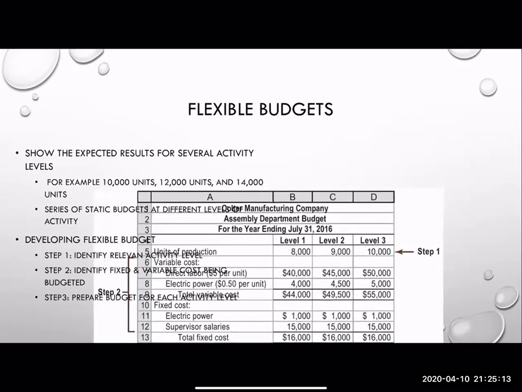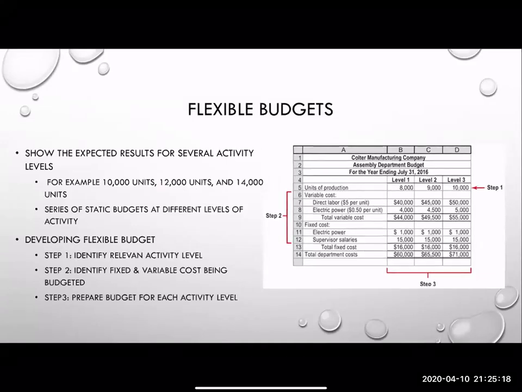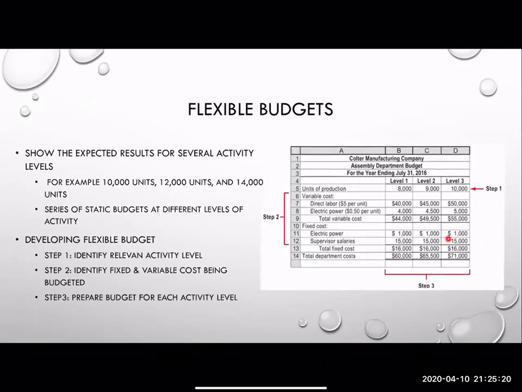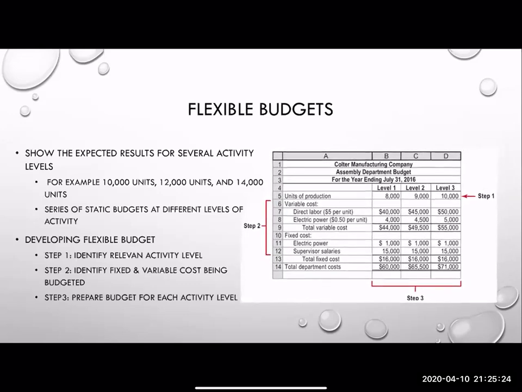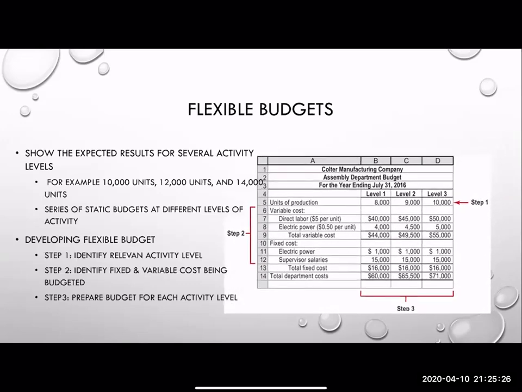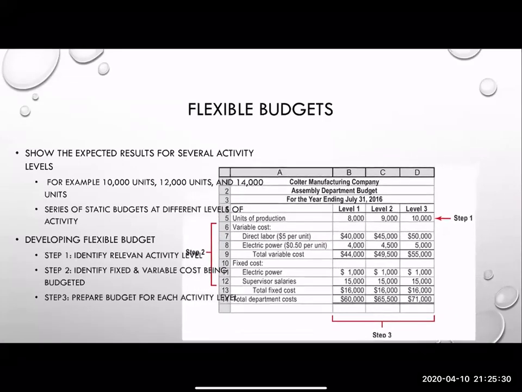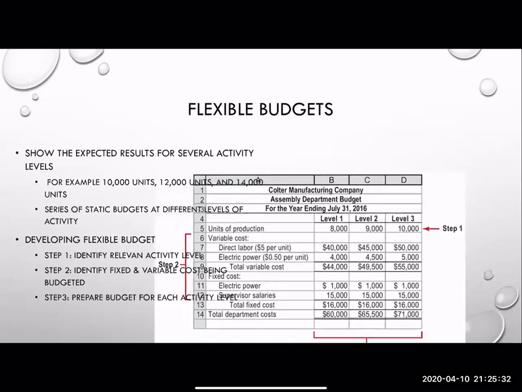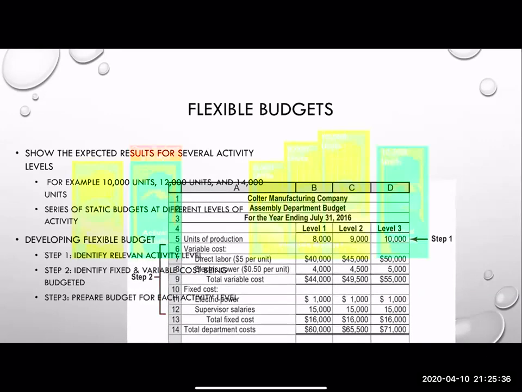And then when you look at developing a flexible budget, step one is to identify relevant activity levels. Step two is to identify fixed and variable costs being budgeted. And step three is to prepare a budget for each activity level, okay? So with that, I want to do a quick comparison of a static budget versus a flexible budget.